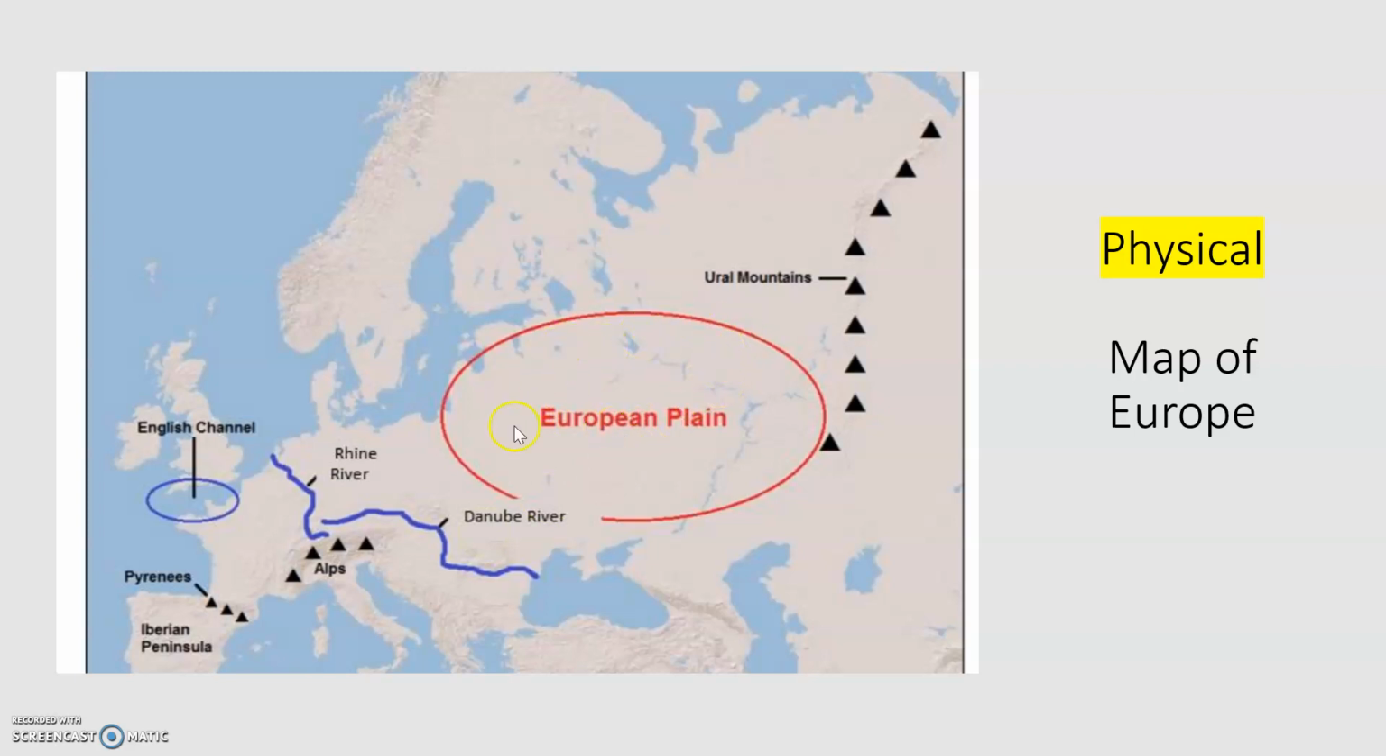Next, we have the European Plain that covers a large area of Europe. Then the Ural Mountains, which runs through Russia and maybe, I believe, part of Asia. We have the Alps. And then we have the Pyrenees Mountains. That is a natural barrier between Spain and France. So those are the 9 physical features we have to locate.